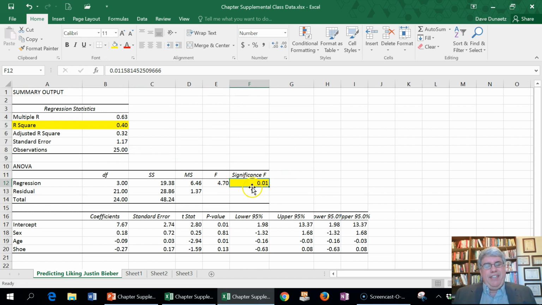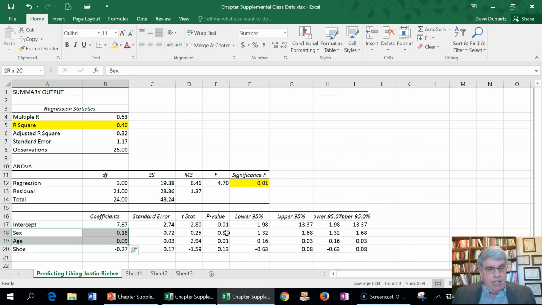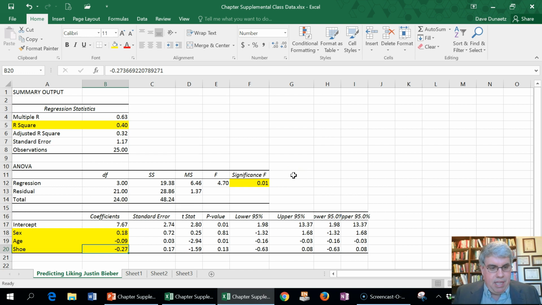If this wasn't significant, then we'd say, oh man, the results we're getting are just like the results we get from chance. So we wouldn't even want to look at the other results, or we'd want to try a different model, maybe with fewer variables. And so we have information on the sex, age, and shoe size. So as sex goes up, which means going from male to female, females like Justin Bieber more. With age, liking Justin Bieber goes down, and with shoe size, liking Justin Bieber goes down also. People with bigger feet don't like him as much.